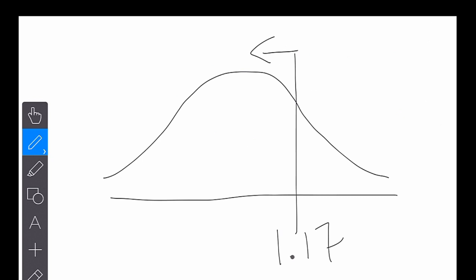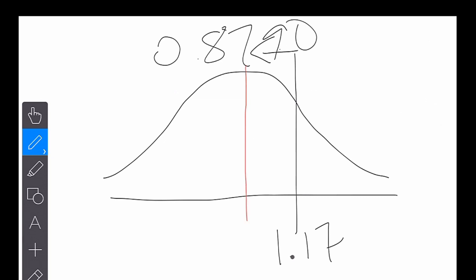1.17 is 0.8790. You are correct. So this is 0.8790. So 0.8790 to the left. And now between here and here, between the middle and there, then minus 50, this area is 0.3. You guys see that?